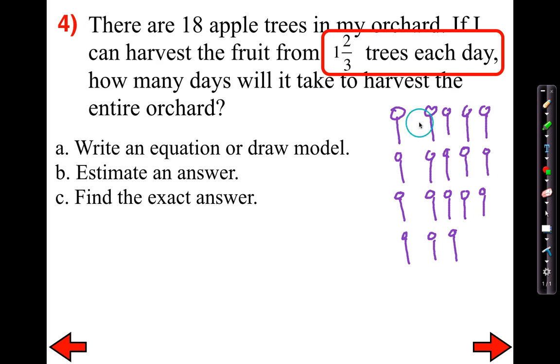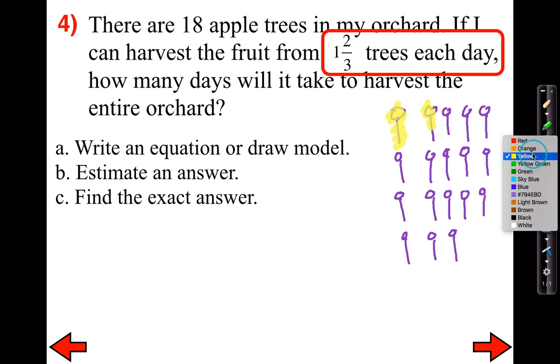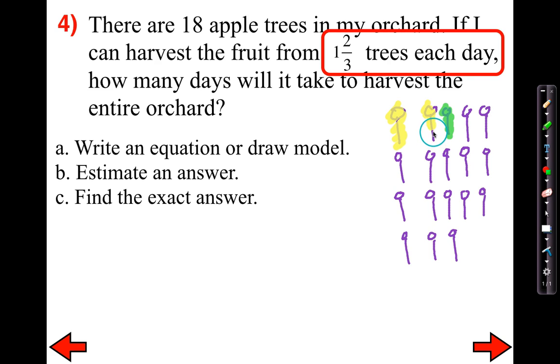So just to visualize here, let's do a different color. In one day, I can do 1 and just 2/3 of it, maybe like that. In the second day, I can do the same. I can do 1 and 2/3. Here's a 1/3 left from the other day, so I'm just going to take 1/3 from this day. Now, continuing on, for the next day, I can do 1, and this is a perfect 2/3 left. So I'm going to keep going until I finally do all 18 trees.